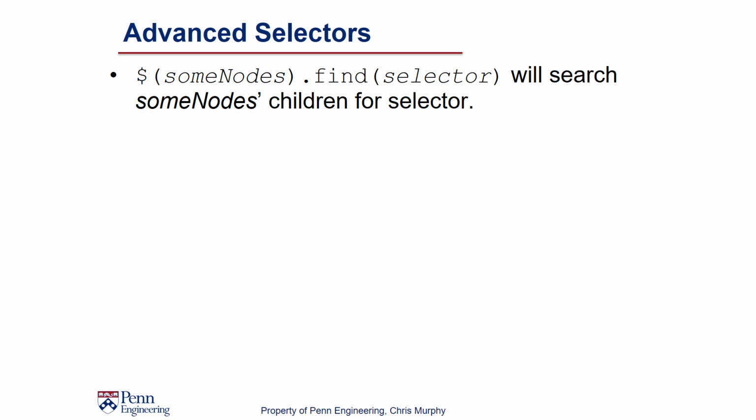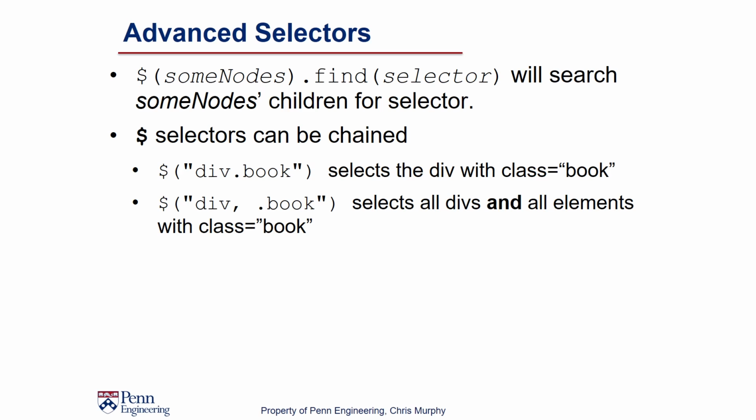Let's go over some of the advanced selectors. We've seen selecting elements by their HTML element type. We've seen selecting by their class or by ID. And in this previous example, we've seen using the find function to search for the node's children, given some selector. We've also seen how we can chain the selectors. We can, for instance, select all divs that are in a specific class, or we can select divs and elements that are in a specific class using this notation here.